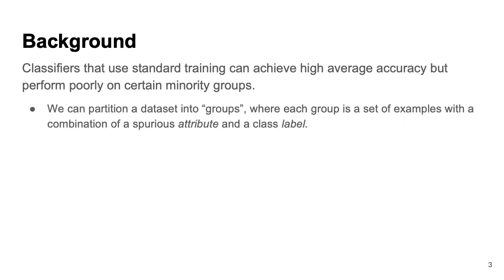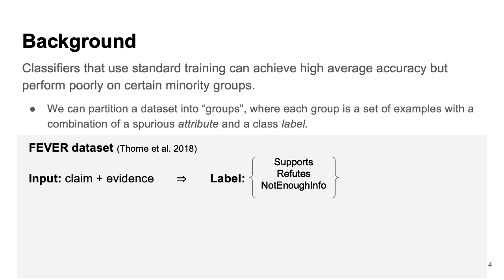More specifically, we can partition a dataset into groups, where each group is a set of examples with a combination of a spurious attribute and a class label. For example, with fact verification using the FEVER dataset, the task is to classify whether a provided evidence supports, refutes, or does not provide enough information to a given claim. The spurious attribute in this dataset is whether the claim contains a negation word.